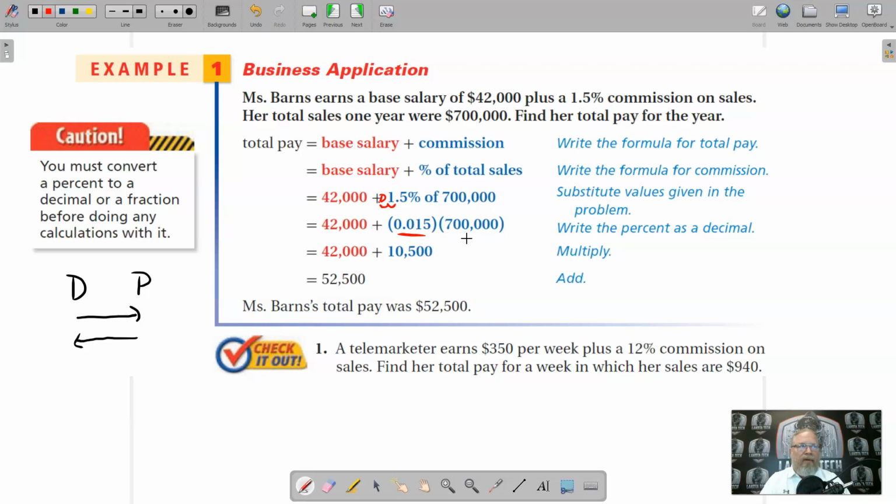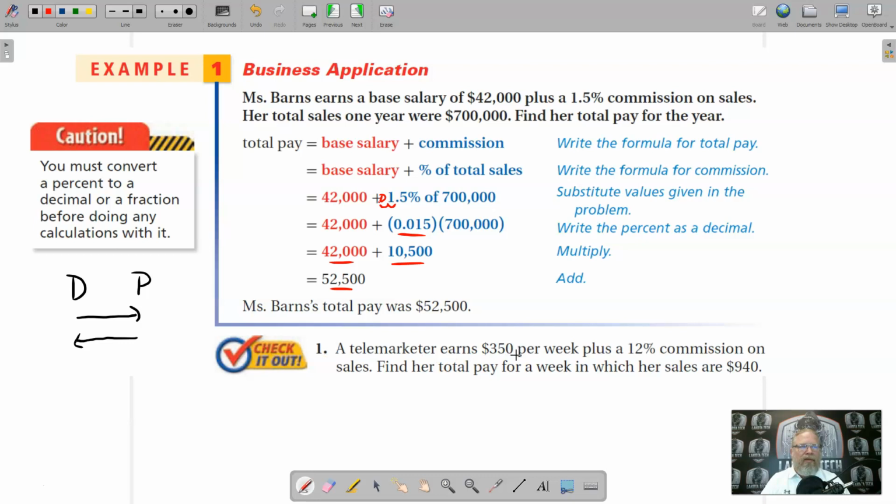Go ahead and plug that into a calculator, I suppose. Do the calculations, and we'll find that 0.015 times 700,000 is 10,500. Let's add that to the base salary. That's pretty easy mental math to do, right? 42,000, 52,000. Throw that 500 on the end. We end up with $52,500.